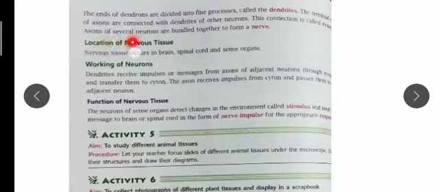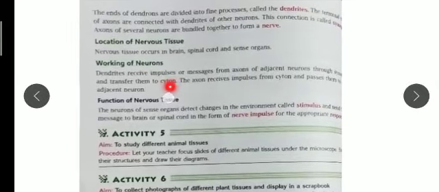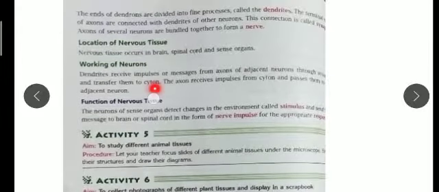Like this, millions or billions or trillions of neurons bundle together and they form a nerve. Where is the location of the nervous tissue? Nervous tissue occurs in the brain, spinal cord and sense organs, because they have to transmit the signals. What is the working? They transmit the signals in the form of impulses, like our wires carry the electric current.